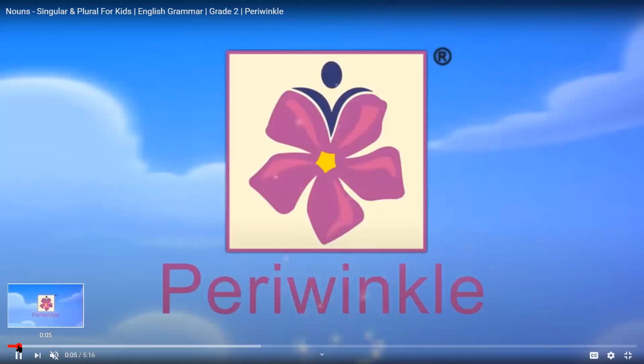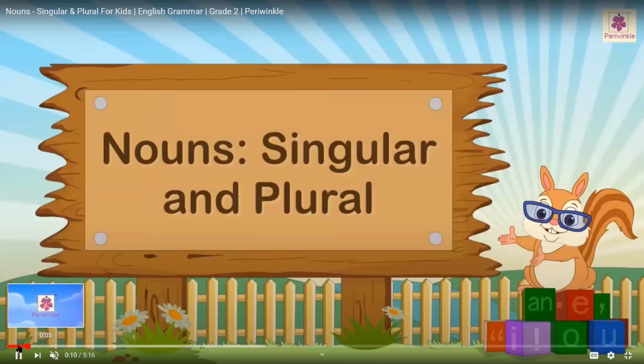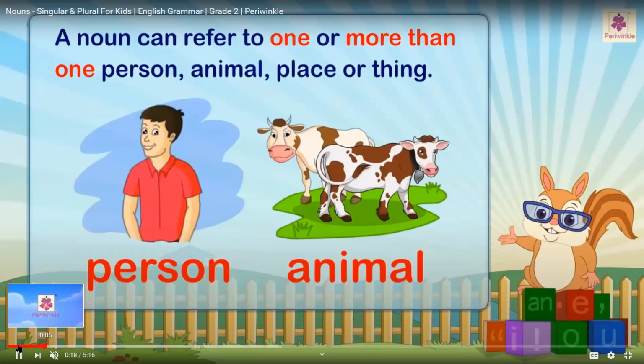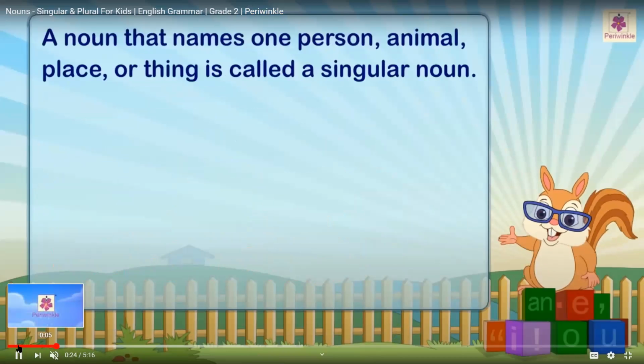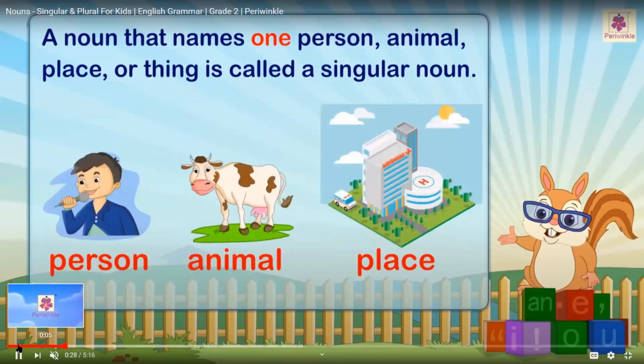Now, as I said, I'm sharing the rules of singular and plural. A noun can refer to one or more than one person, animal, place, or thing. Person, animal, place, thing. This is about nouns, right? A noun that names one person, animal, place, or thing is called a singular noun.